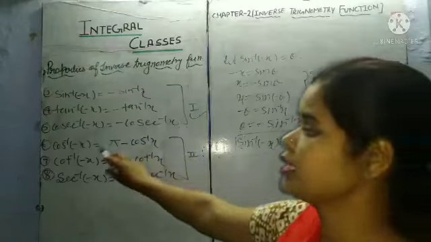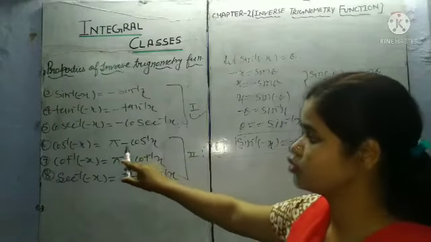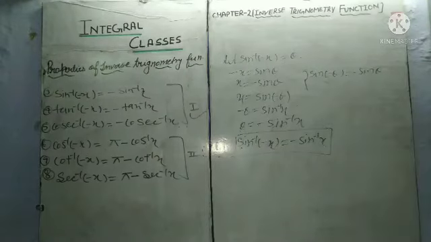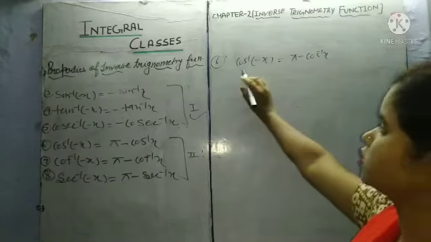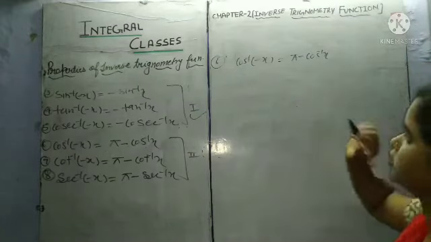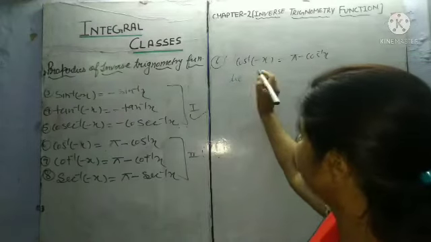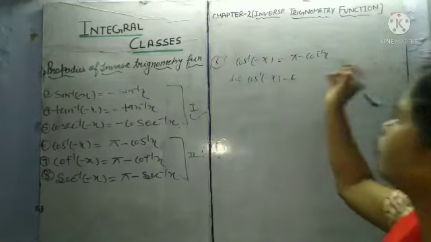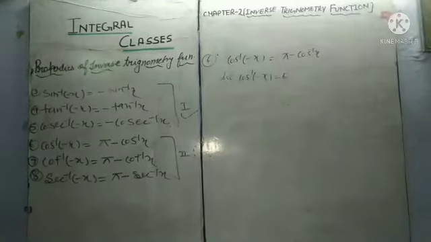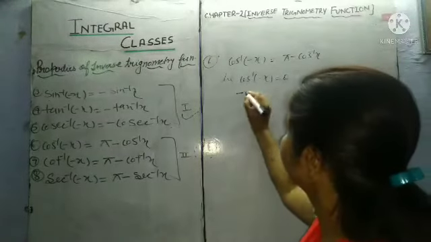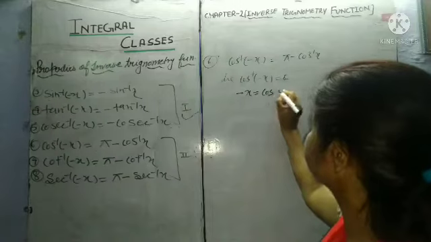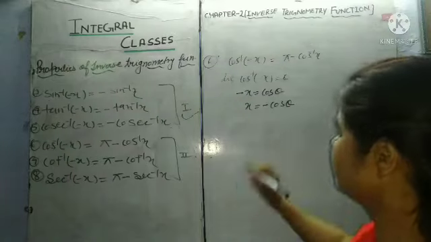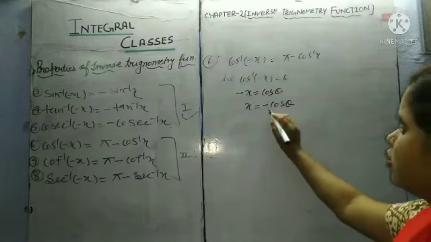Now property 6, cos inverse minus x is equal to pi minus cos inverse x. So how will we prove it? Let's see. Let the left hand side, cos inverse minus x, equal theta. Then minus x equals cos theta. Then x equals minus cos theta. And how can we write down minus cos theta?